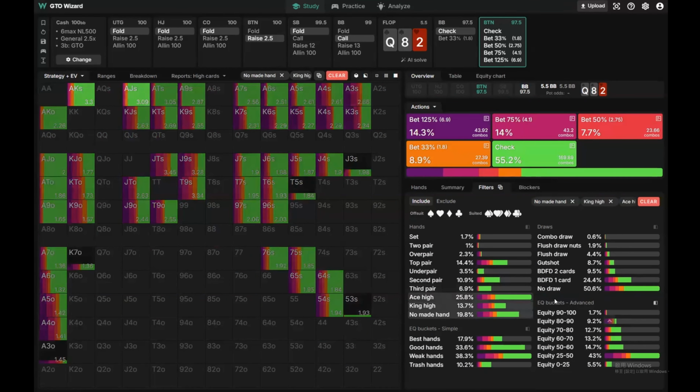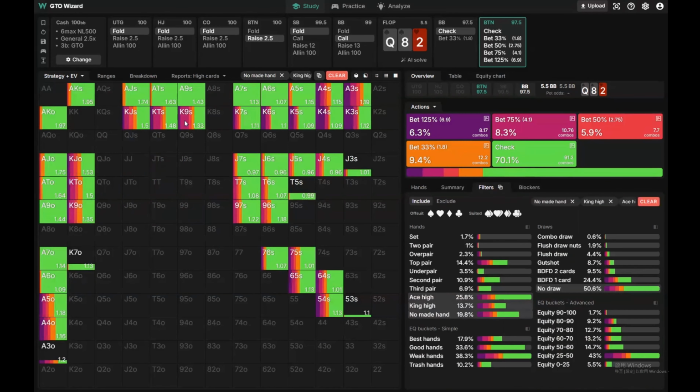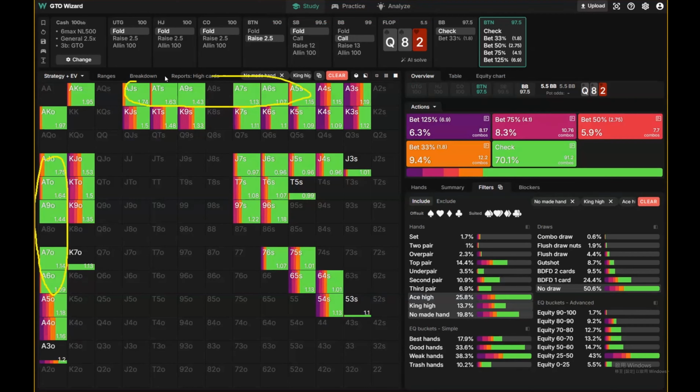Got ace high and worse. And let's actually go to no draw. So this is not even a backdoor flush draw, right? And we see that basically, there's some ace X here that's basically pure checking, right? Because it's the kind of hand that has enough value to win at showdown sometimes, but not enough value to actually get called by worse a significant amount of the time.